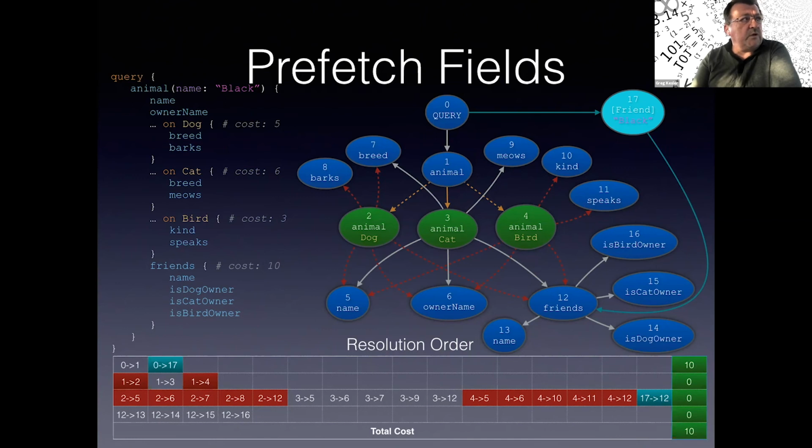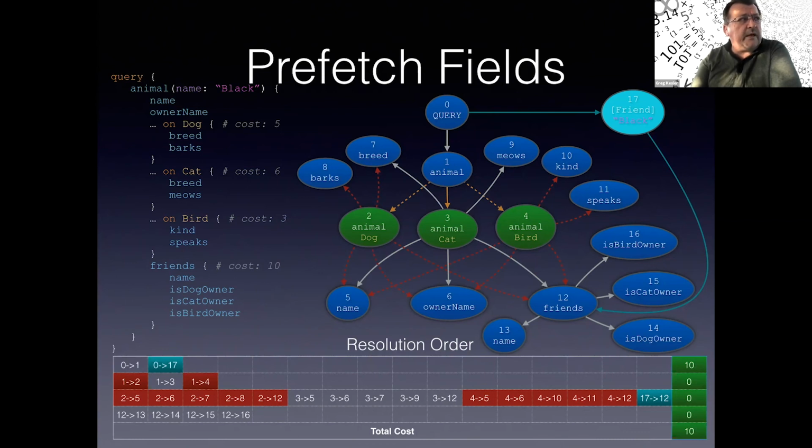We can create the edge between the topmost selection set query and that field, and that edge will be executed in parallel with execution of the field animal. And imagine that we can associate that edge with the function that goes against the friends data source and reads all friends of the animal black, I'm sorry.